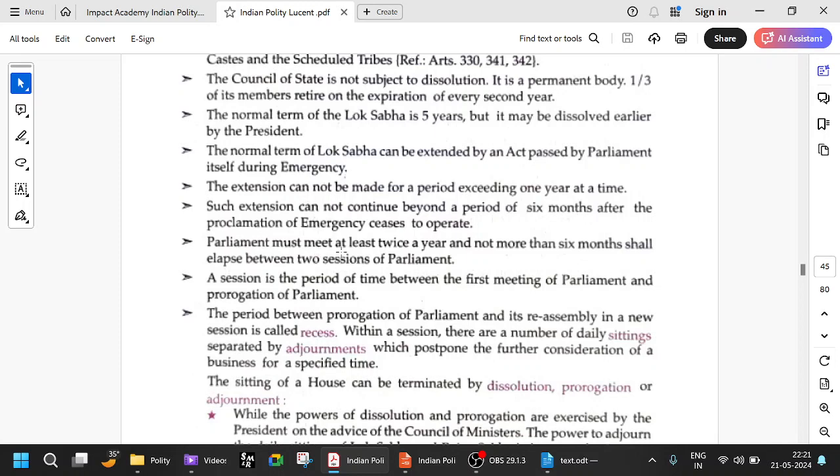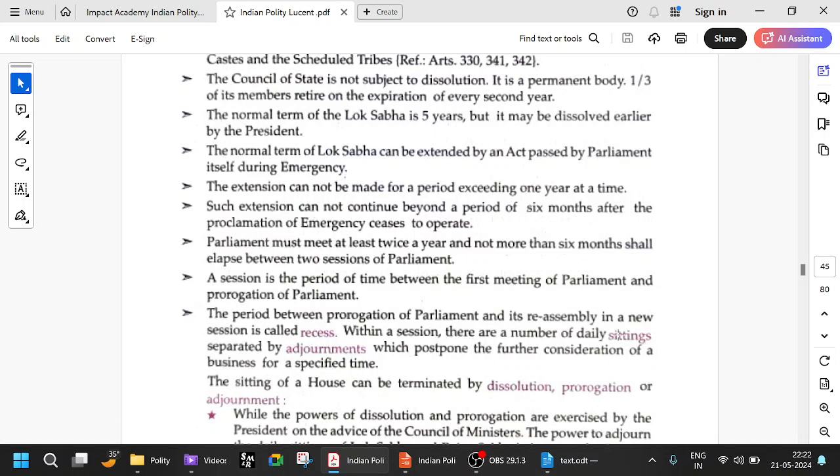So Parliament must meet at least twice a year, and not more than 6 months shall elapse between two sessions of Parliament. So in a year we have 12 months, right? So that is why we have two sessions. Usually we have two sessions of the Parliament, because more than 6 months shall not elapse between two sessions of Parliament. A session is the period of time between the first meeting of the Parliament and the prorogation of the Parliament. The period between prorogation of Parliament and its reassembly in a new session is called the recess.